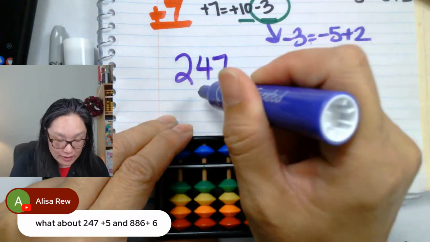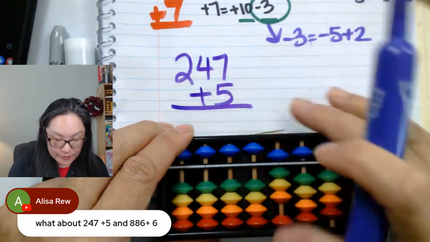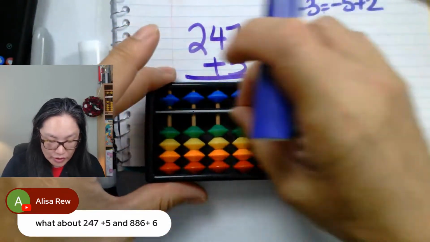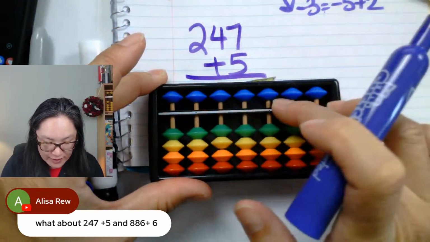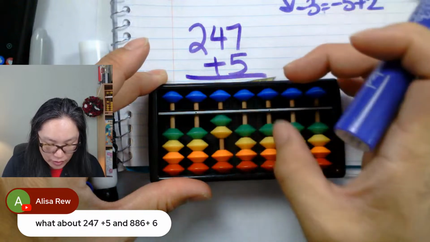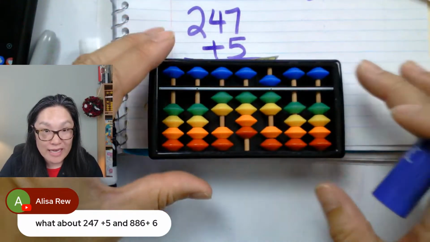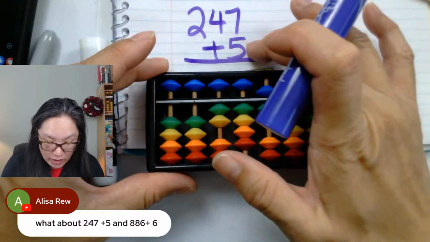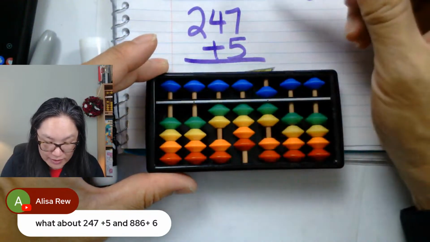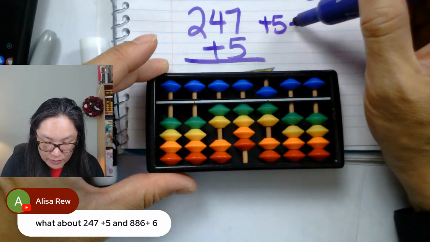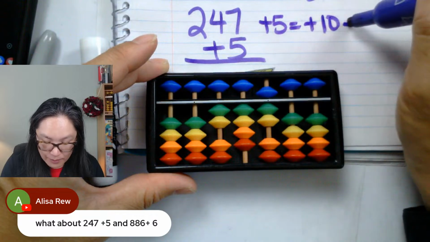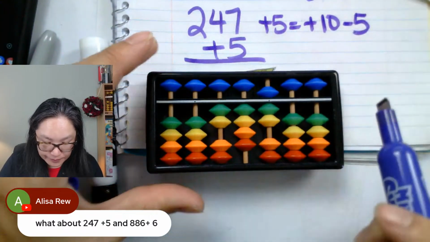Let's do 247 plus 5. And it's the same thing. The questions are always the same. Do I have enough to add 247? Yes, 247. So my next question is, do I have enough to add the 5? No, I don't. So what do I do? I have to plus the 5, which is equal to plus the 10 minus 5.